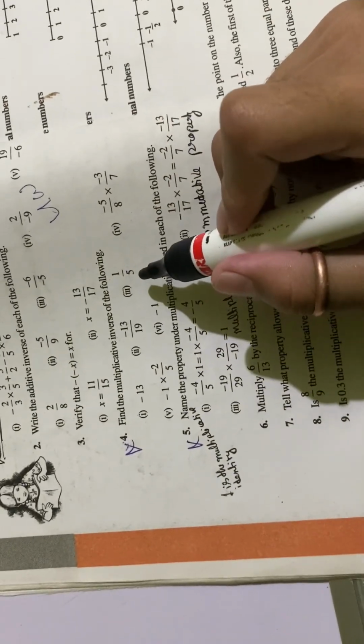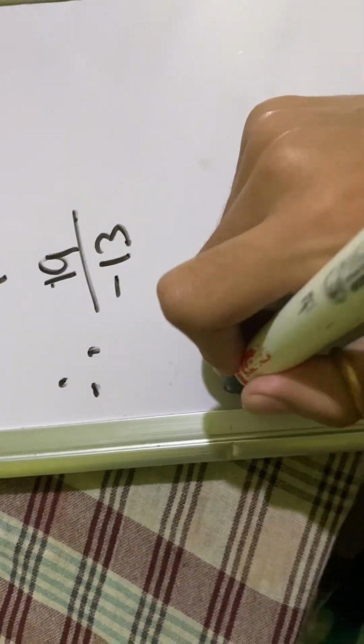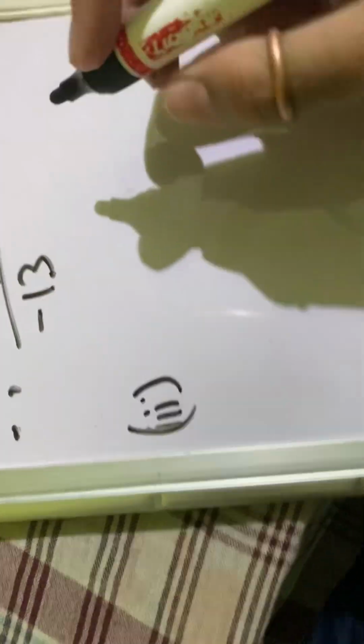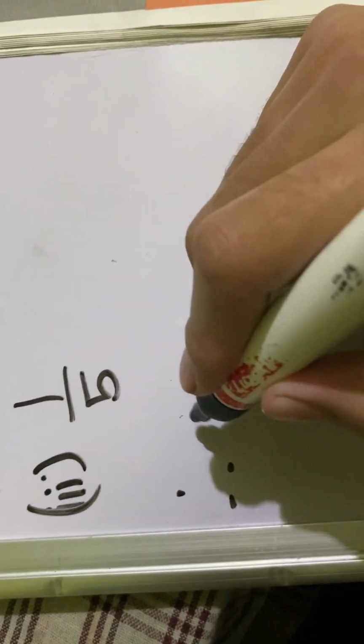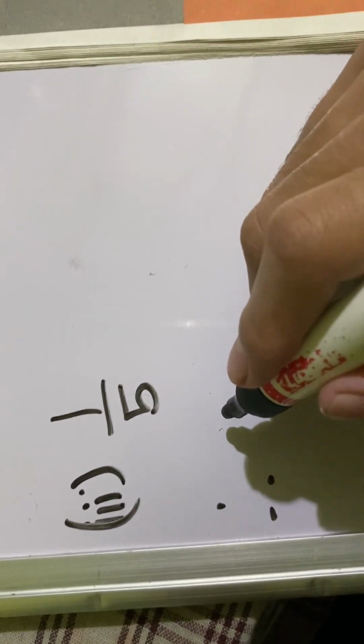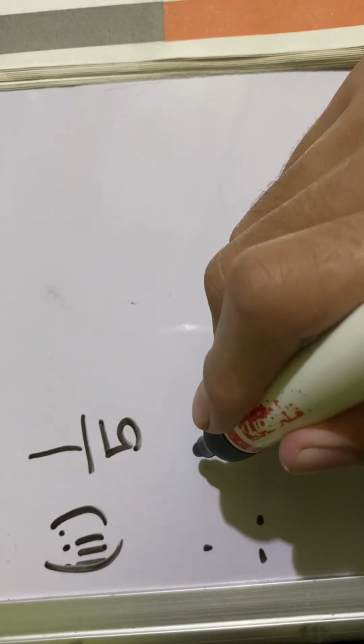Then question number 3, 1 by 5. Therefore the answer is, the multiplicative inverse of 1 by 5 is 5.